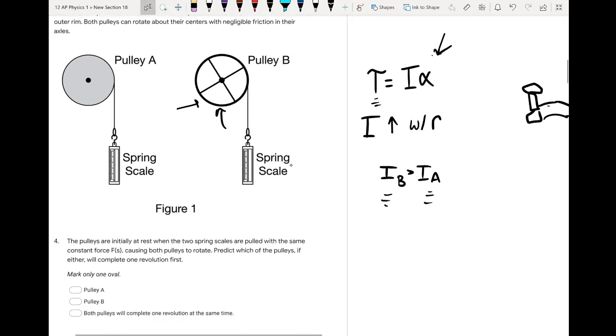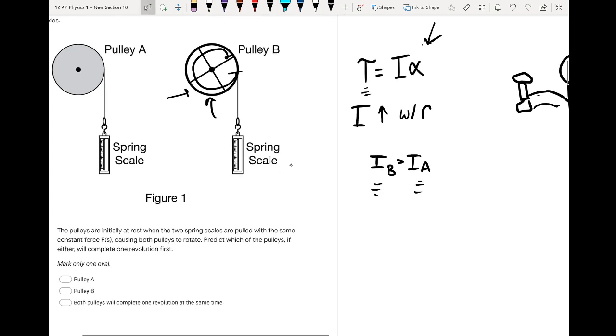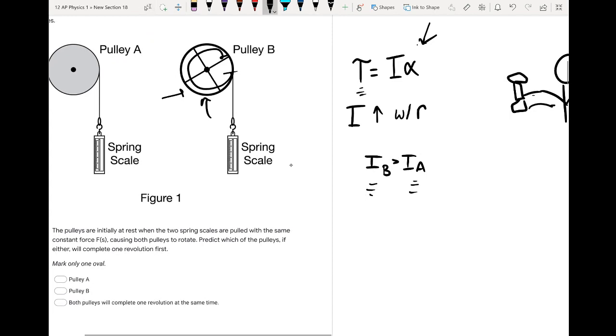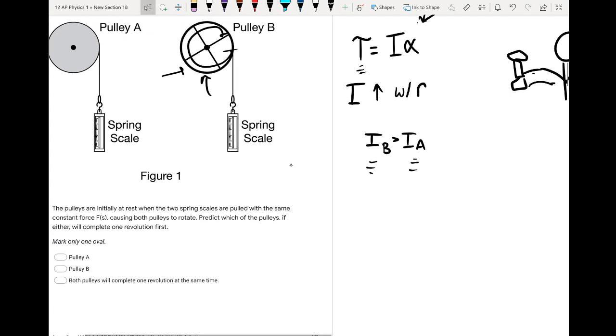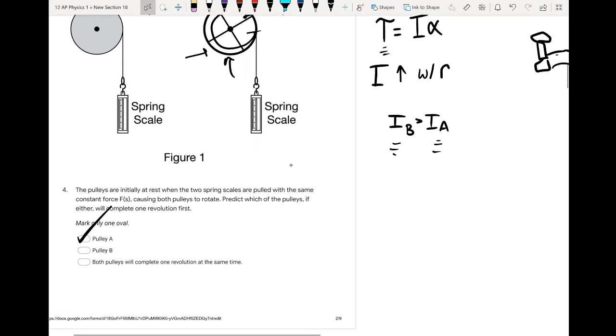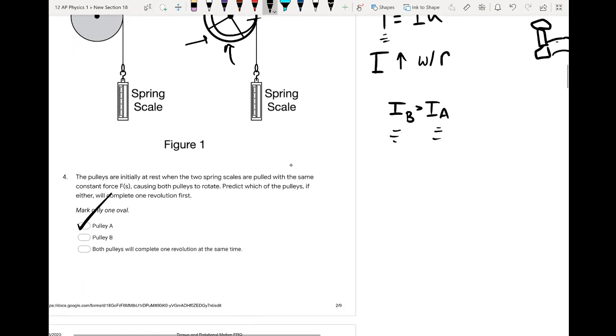Because of that, the amount of time it takes to spin is based on the angular acceleration. Because pulley A has a lower rotational inertia, and the rotational inertia is inversely related to the angular acceleration, pulley A will be able to complete its revolution in a shorter amount of time. So let me rewrite that really quick.